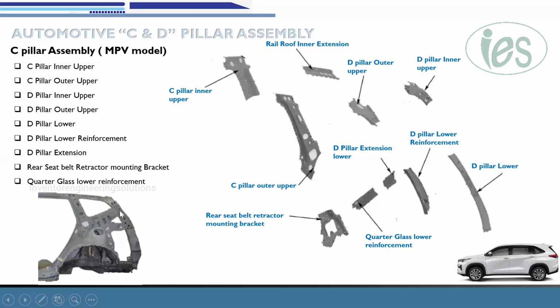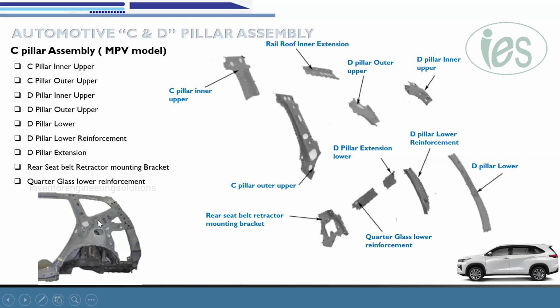In this area, outer and inner will be there. This area also, outer and inner. This area also, outer and inner. So: C pillar, outer and inner. D pillar upper area, outer and inner. D pillar lower area, outer and inner. So this has a bigger structure compared to the other models.